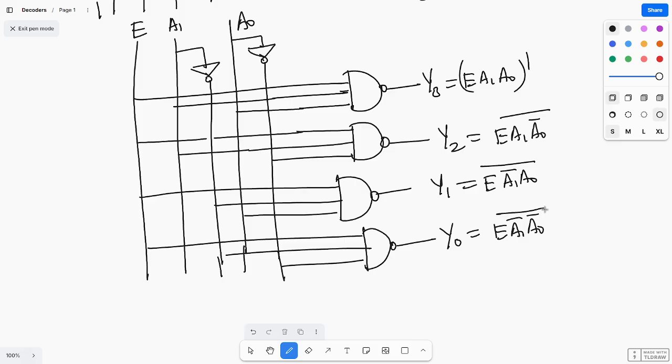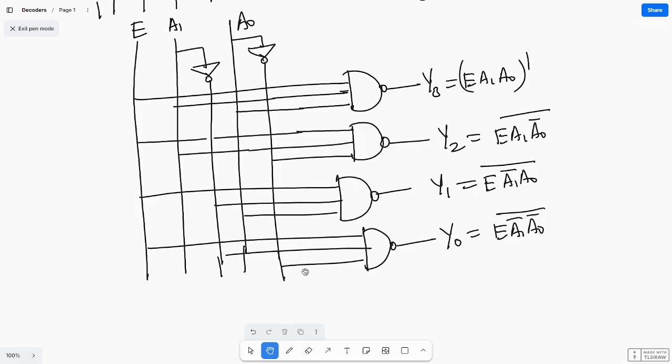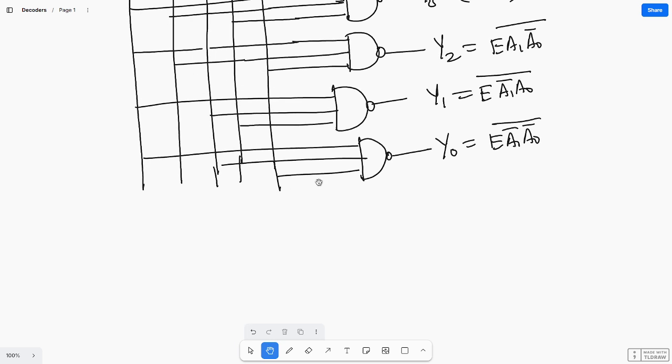And next is enable low active low output decoder. How to design? We'll see this. First, active low enable 2 to 4 decoder. Active low enable means here you will get E bar, that means active low enable. So when E equals 0, the decoder will be activated. So that is the active low enable 2 to 4 decoder.